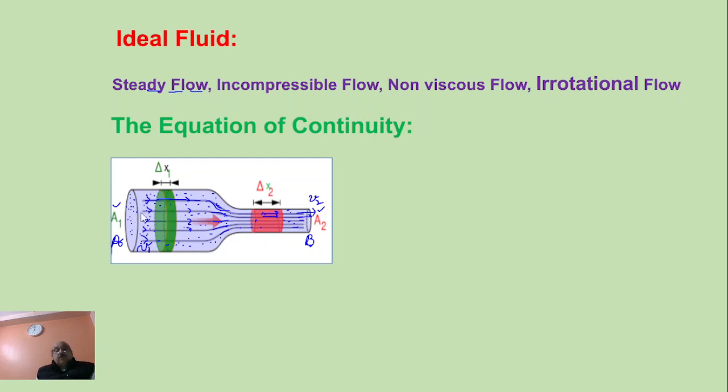So at the inlet, the particle takes a distance delta x1 in time delta t. And the particle at the other end takes a distance delta x2 in the same time.